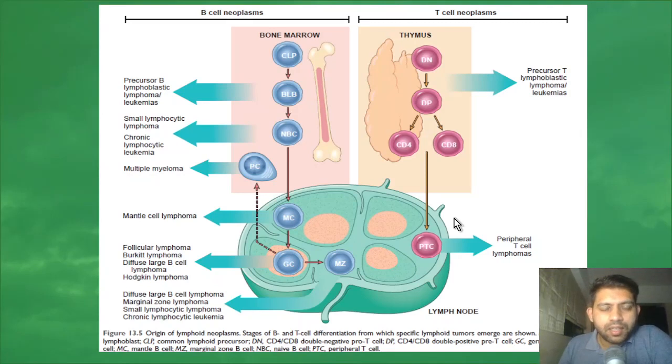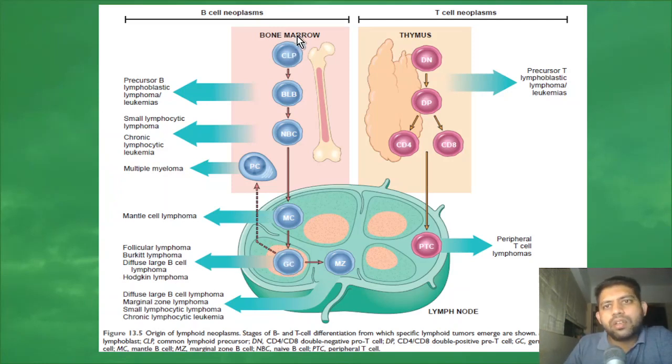Here you can see the difference between a B cell neoplasm and a T cell neoplasm. These are all non-Hodgkin lymphomas except this Hodgkin lymphoma. These are all non-Hodgkin lymphomas. So, as you can see, Hodgkin lymphoma arises from a germinal center cell.